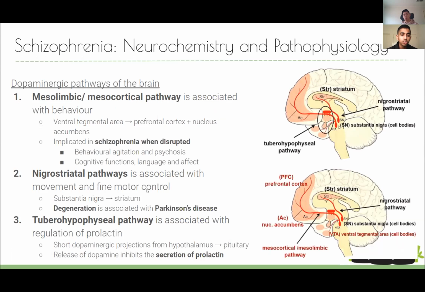We've got nigrostriatal pathways, which is what's involved in Parkinson's. So we've got neurons from our substantia nigra through the striatum. And then we've got our tuberohypophyseal pathway.